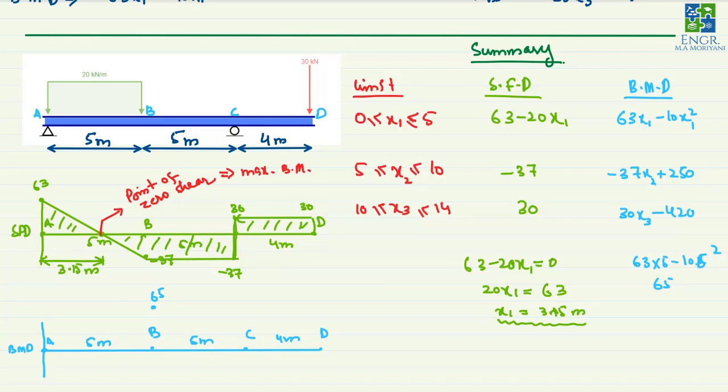But at this point, which is at a distance of 3.15 meters, we know the bending moment should be maximum. So we will also find the value of the bending moment at this point by putting the value of 3.15. This will be 63 multiplied by 3.15 minus 10 into 3.15 square, which gives us the value of 99.22. So at this point, the value of the bending moment is 99.22.